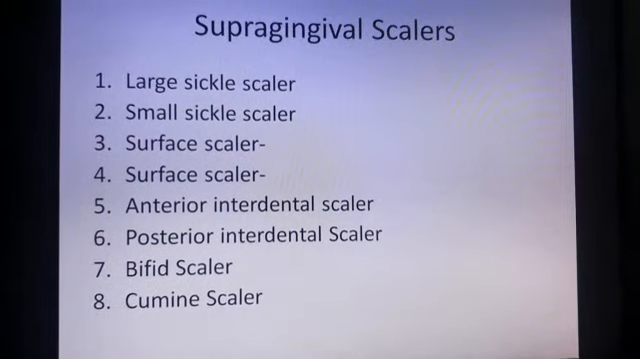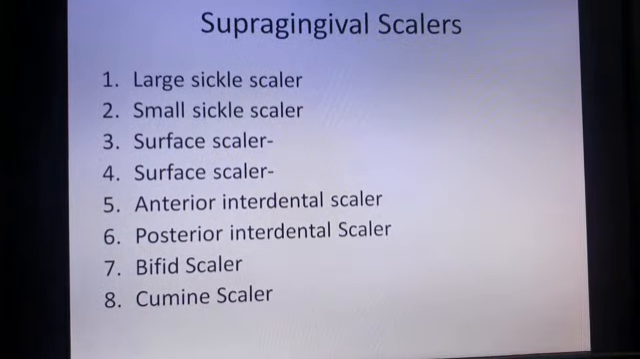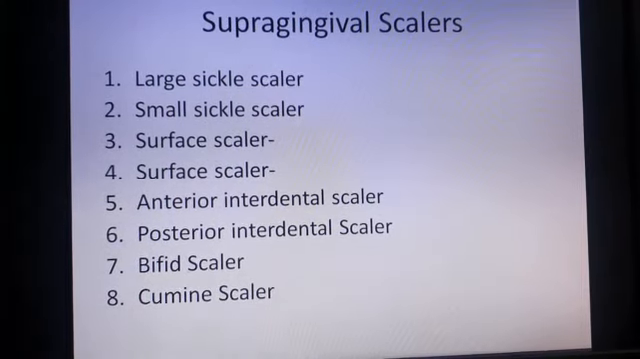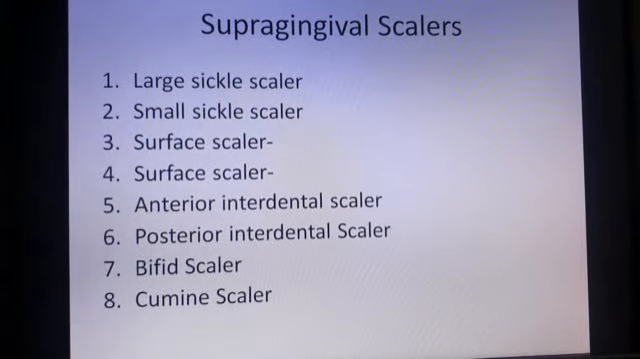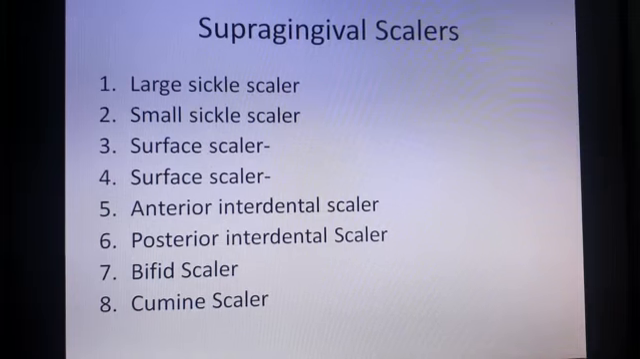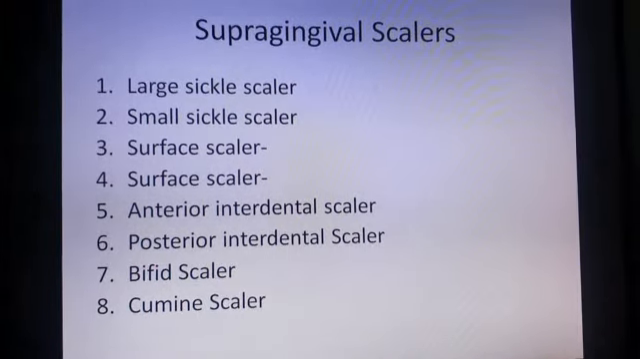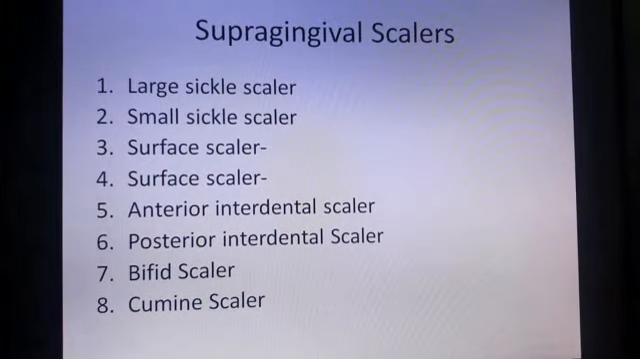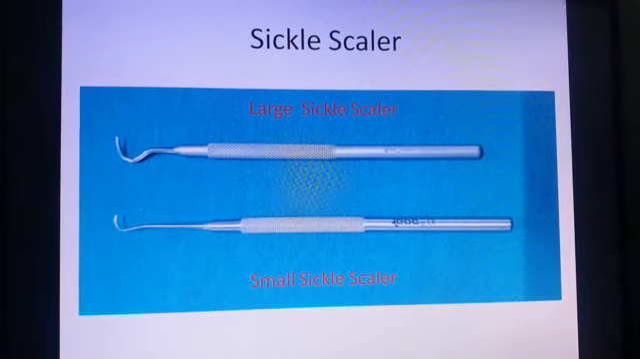Supragingival instruments are those instruments which are used to remove plaque and calculus from the supragingival level. There are 8 types of supragingival scalers. First is the large sickle scaler, second is the small sickle scaler, 2 types of surface scaler, one anterior interdental scaler, one posterior interdental scaler, one bifid scaler and the Cumine scaler. These instruments are available in the market either single ended or double ended. The first type of scaler is the sickle scaler.